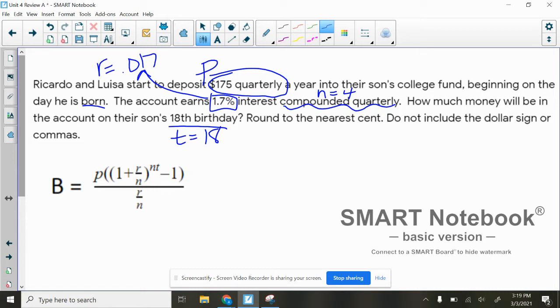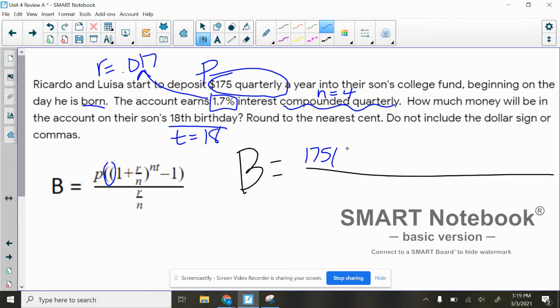All that's left is to plug into this hideous formula. I know it is ugly. We are going to start by plugging in. I'm starting with a nice big fraction because that numerator is kind of a beast. So my periodic deposit is 175. This is really important, you guys. You've got to have those double parentheses here. Then you're going to set up your normal parentheses, 1 plus r over n to the nt.